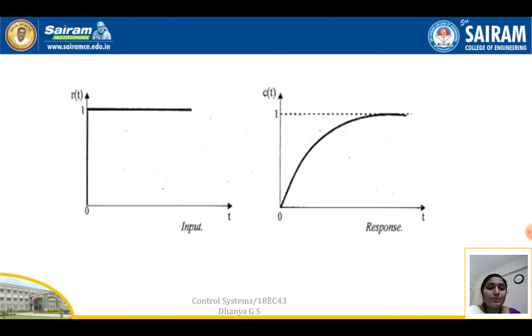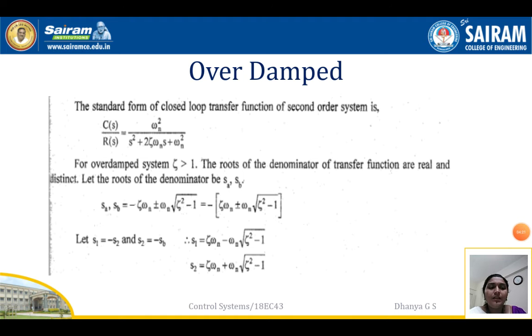You can see the response over here. You have given input as unit step and you will get a response, and this response is nothing but the response which you got for a critically damped second order system. Now we will see overdamped. Same thing what we have discussed already.